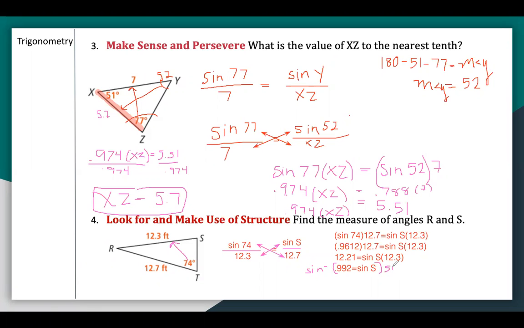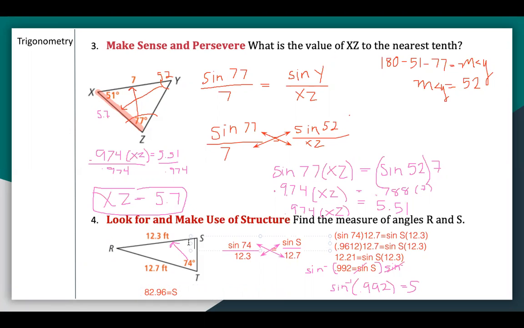Take the inverse of sine of both sides, because an inverse and its original function cancel each other out. And so what I'm going to get here is the inverse of sine of 0.992 is equal to s. And what does that give us for the value of s? Well, that gives us 82.96 as the value for the angle s.